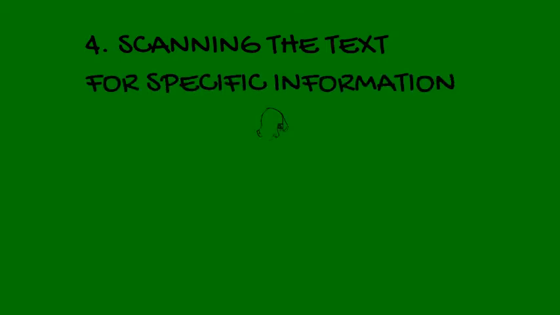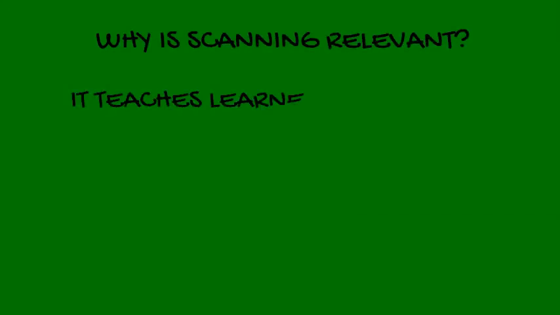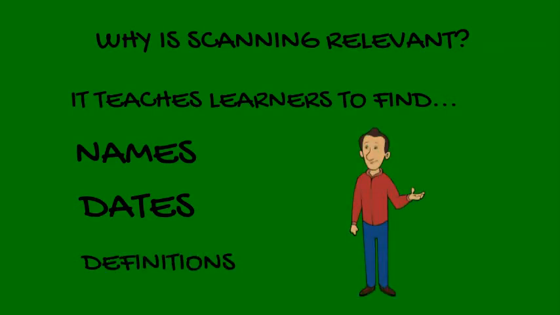Number 4, scanning. Scanning the text for specific information. The second most valuable category is scanning. Why? Because it teaches students to look for names, dates, or find a definition. The purpose of scanning is finding information without reading through the whole text.